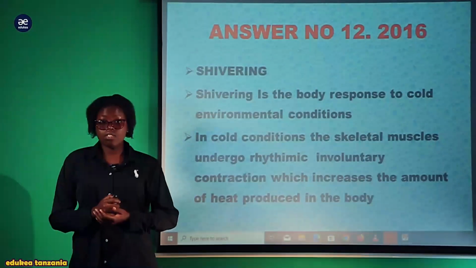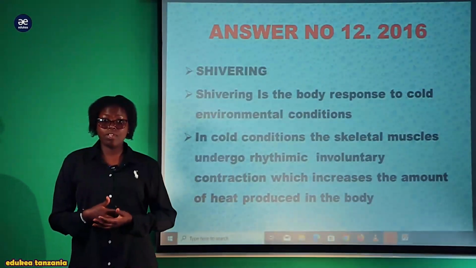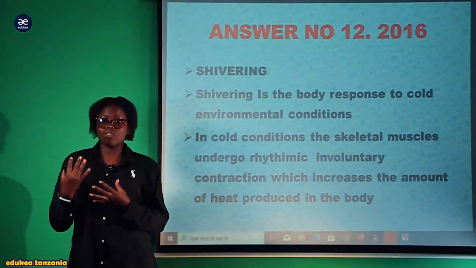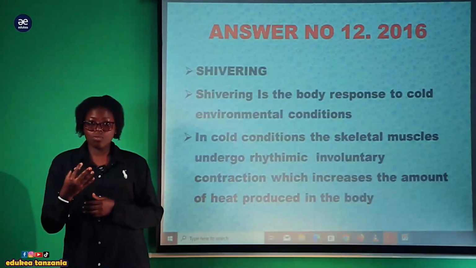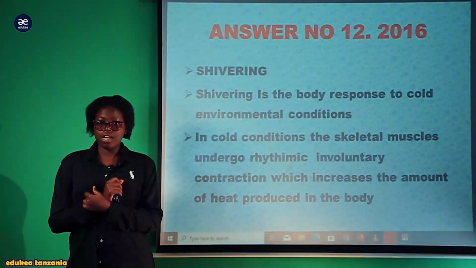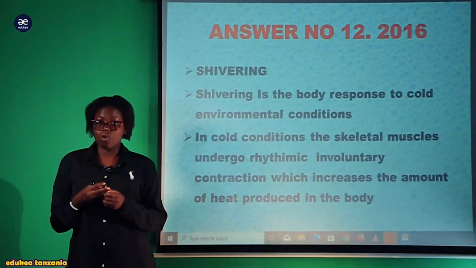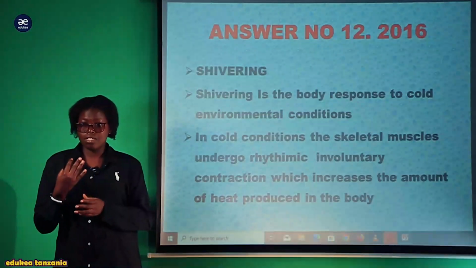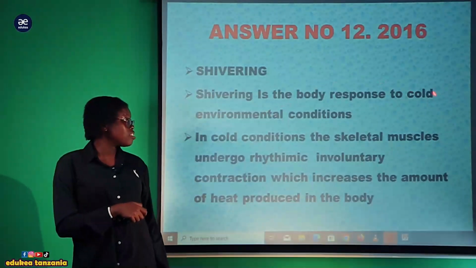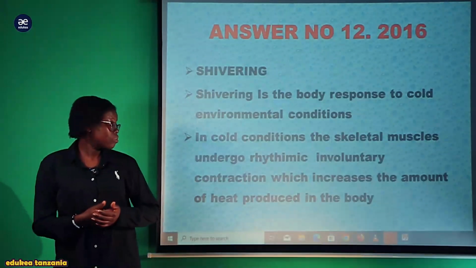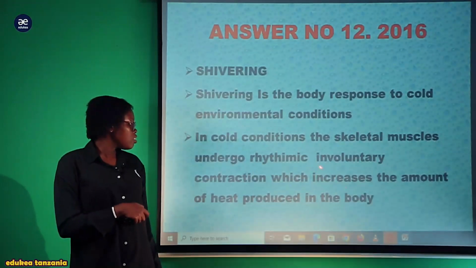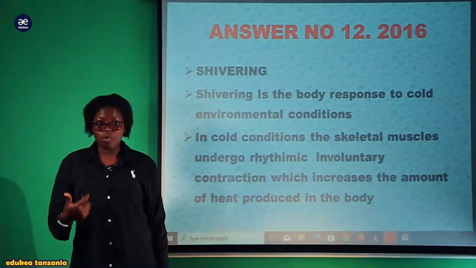And another mechanism by which mammals regulate their body temperature in cold conditions is shivering. Shivering is kutetemeka. This is a rhythmic contraction of the body as a response to regulate their body temperature. You may ask why during cold weather we find some people curled up and others shivering. This is one of the mechanisms to ensure that the internal body temperature is maintained at a constant level for performance of a variety of activities in the body. So shivering is the body response to cold environmental conditions. In cold conditions, the skeletal muscle undergoes rhythmic involuntary contraction, which increases the amount of heat produced in the body.